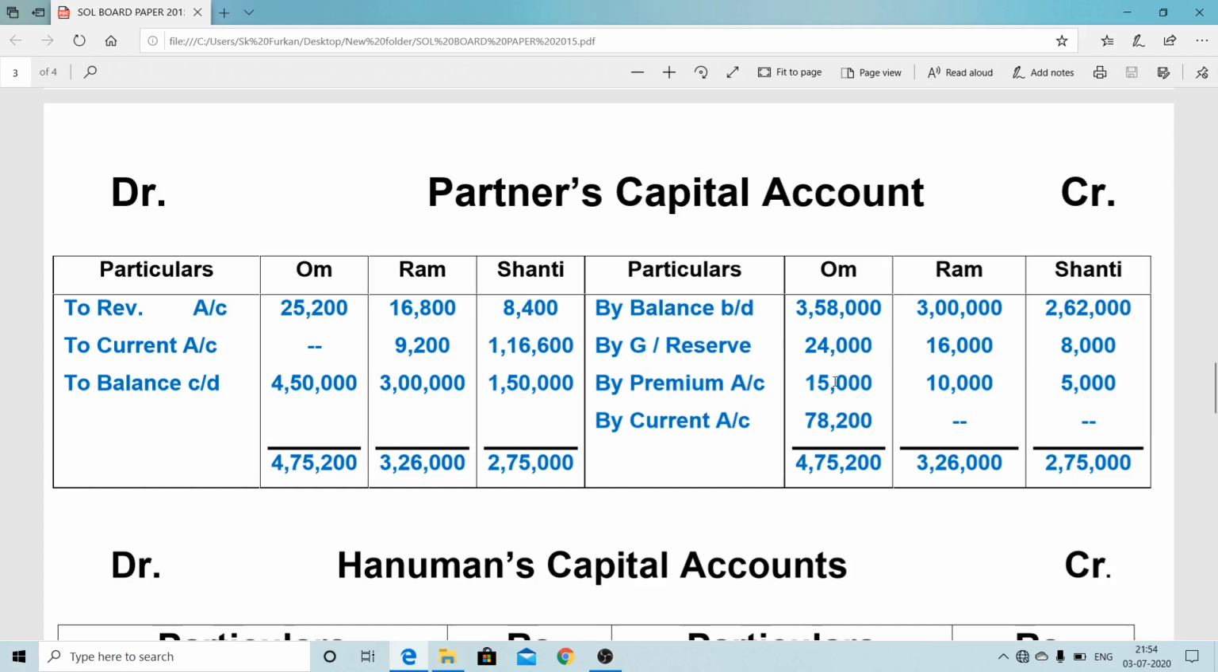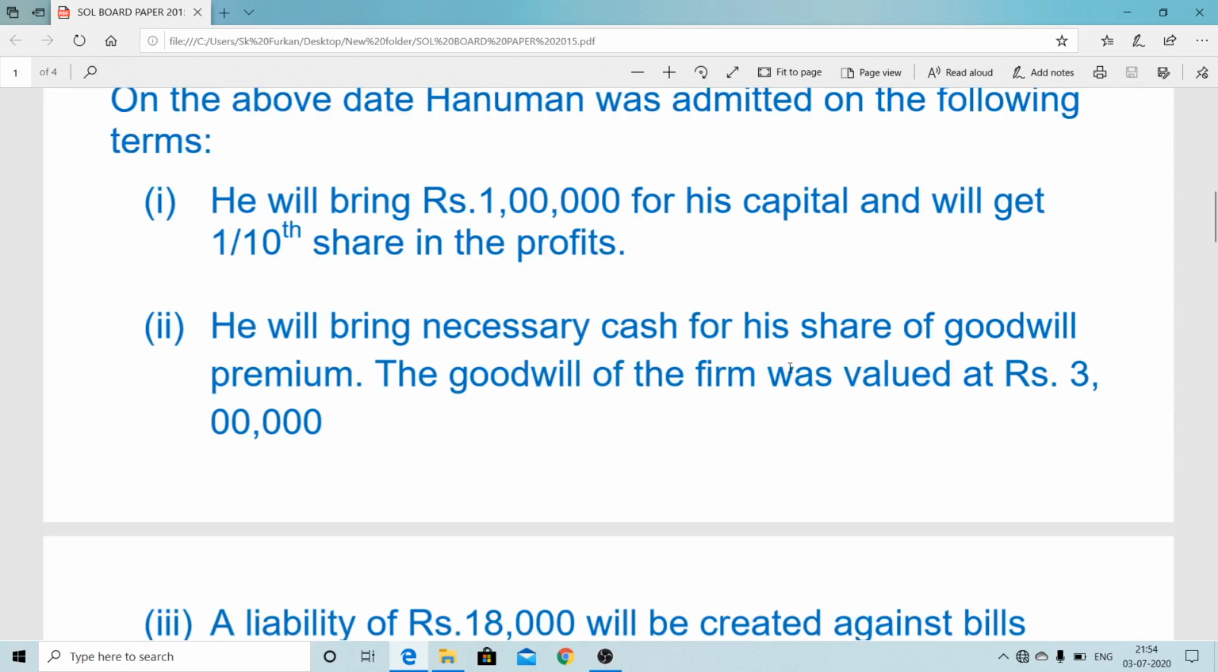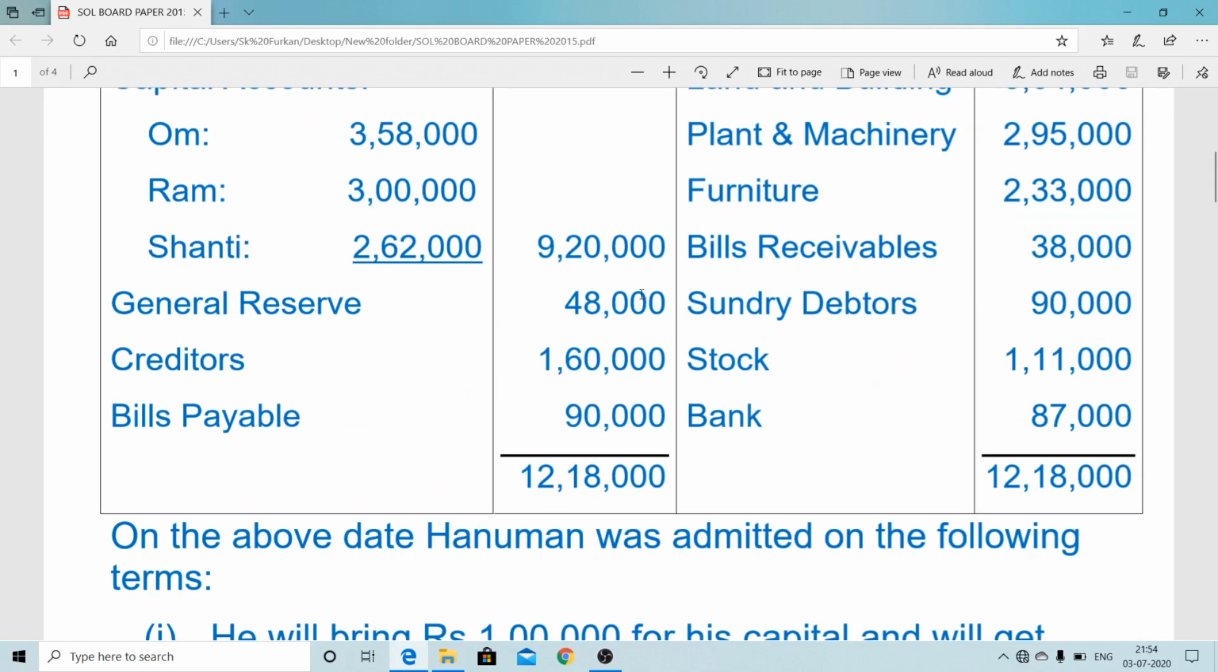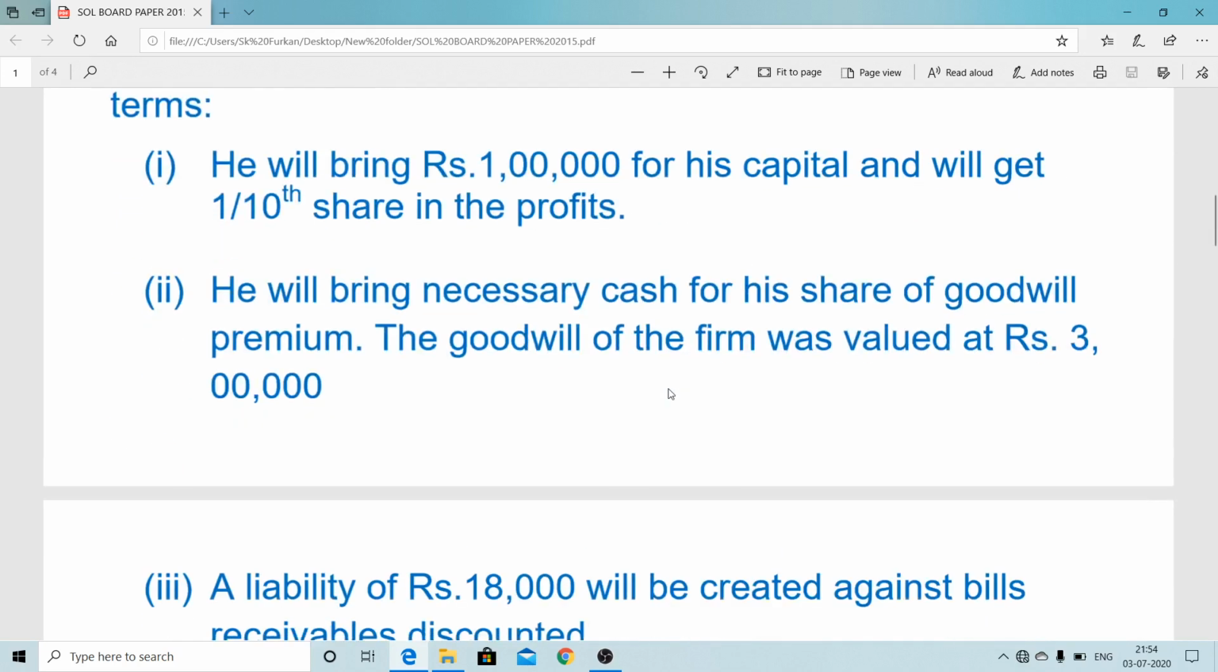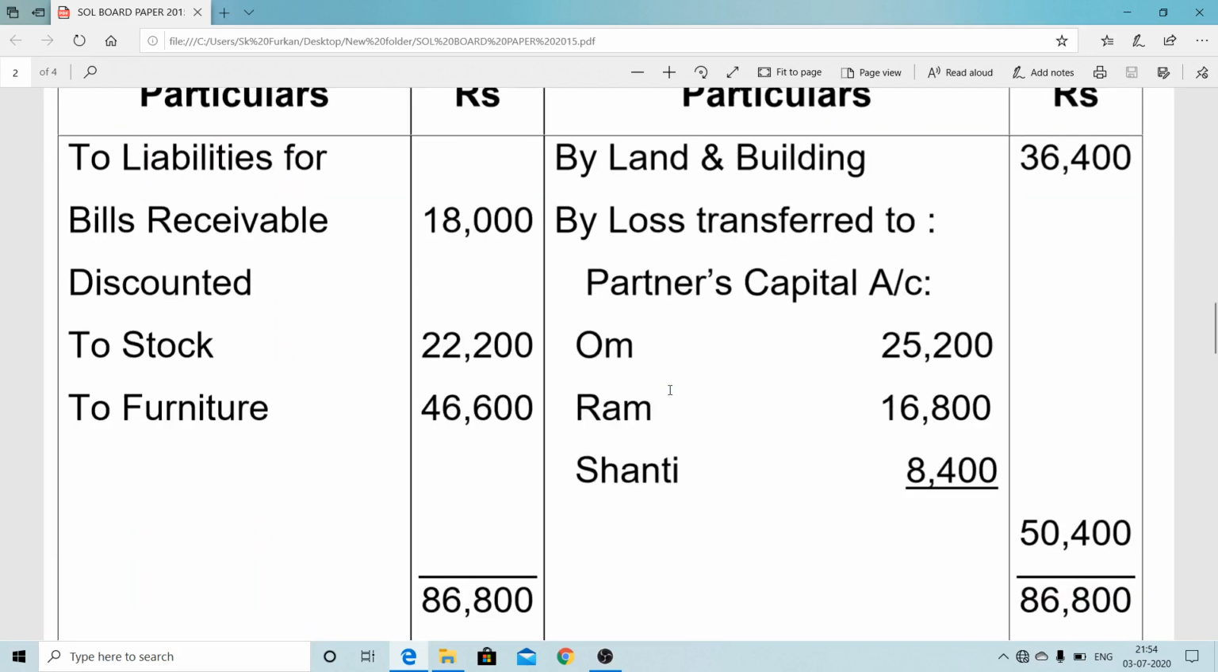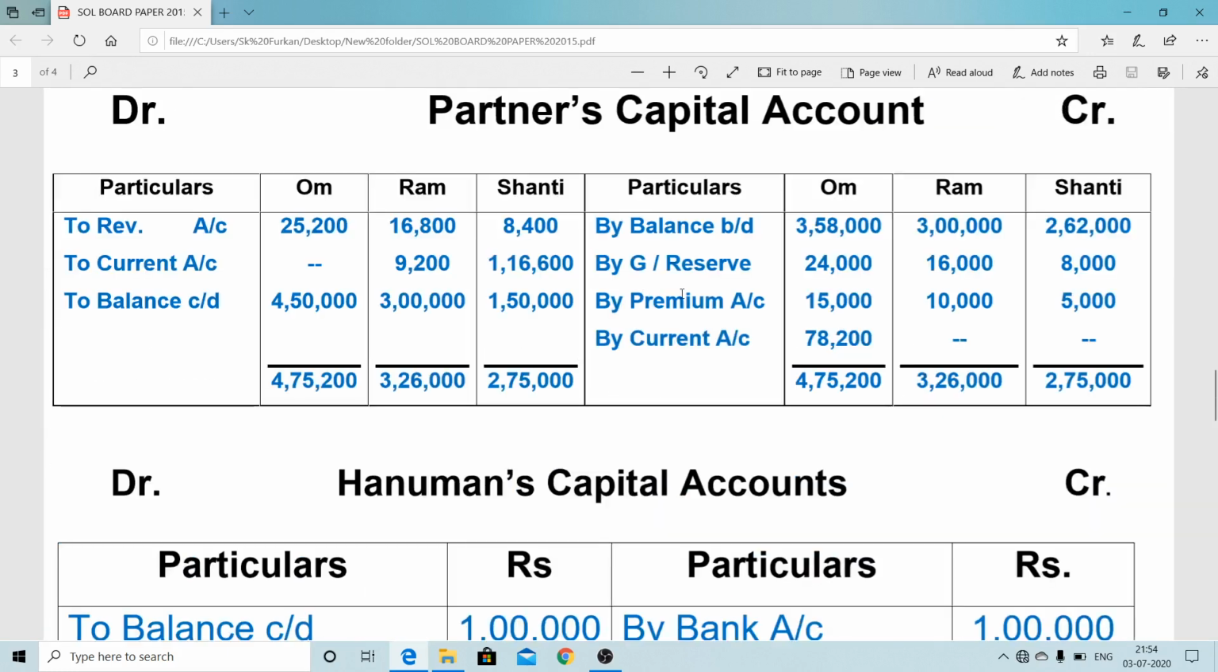Now general reserve, that was undistributed profit. Generally it will be distributed to the old partners in their old ratio 3:2:1. The total general reserve here we can see it was 48,000. That 48,000 we are distributing here among the three partners Om, Ram, and Shanti. Om's share 24,000, Ram's share 16,000, and Shanti's share 8,000.